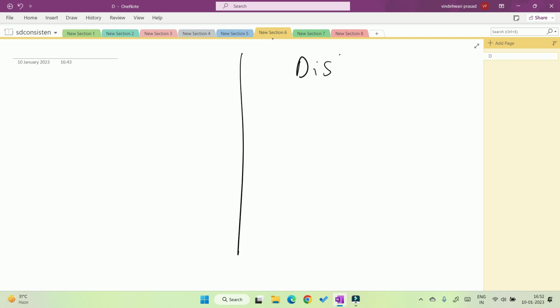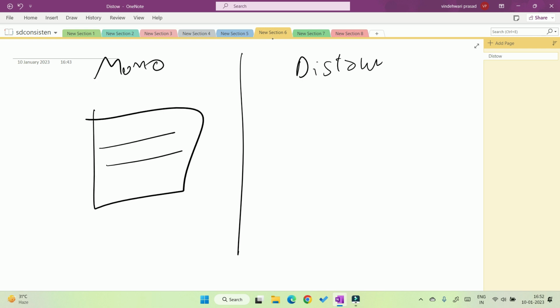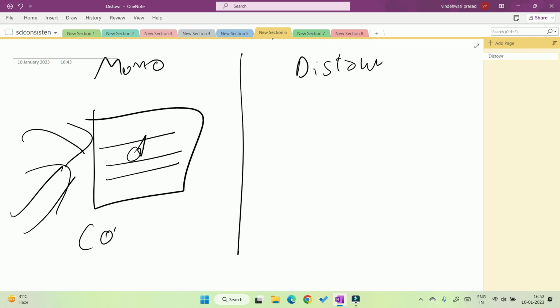There are 2 different architectures. One is distributed, one is monolithic. In monolithic, there is one system, one database. So if you change anything, everyone comes to the same system, so it is already consistent. There is no need to do anything in this system. But in distributed, there are lots of nodes.